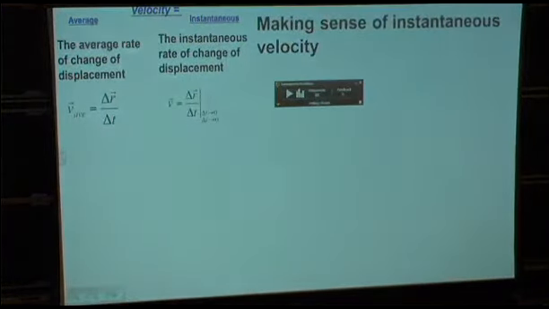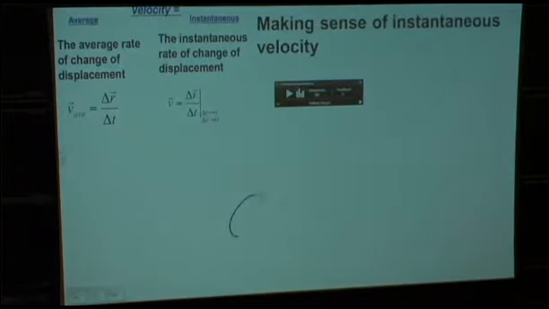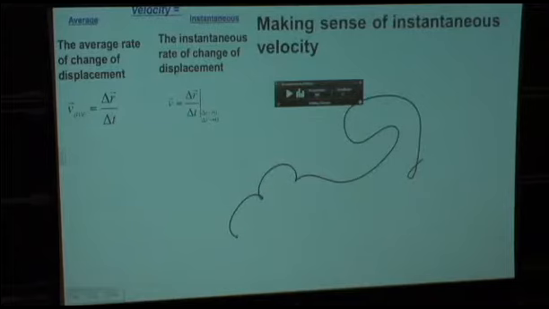Instantaneous velocity. Same fly, start, beginning. This red arrow represents what? Total displacement, net displacement, complete displacement, doesn't matter. But we can ask, okay, here and now, what was the instantaneous velocity of that fly?